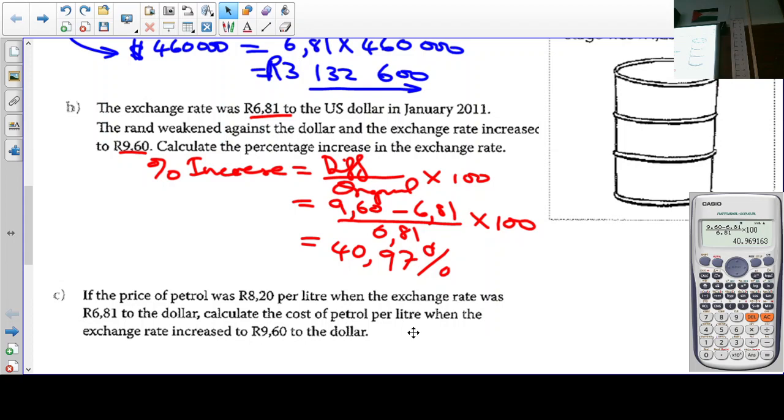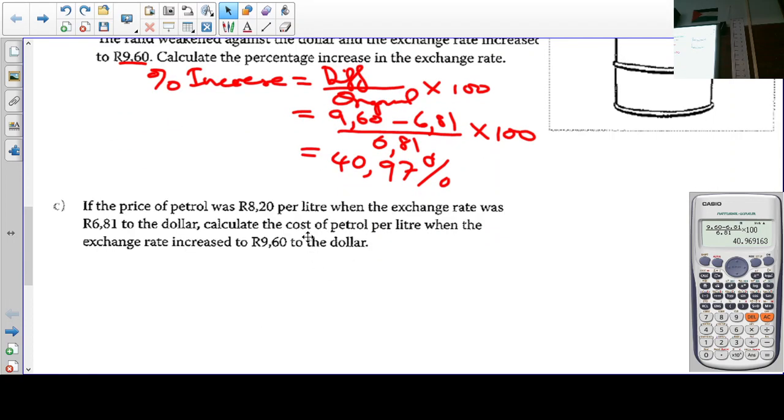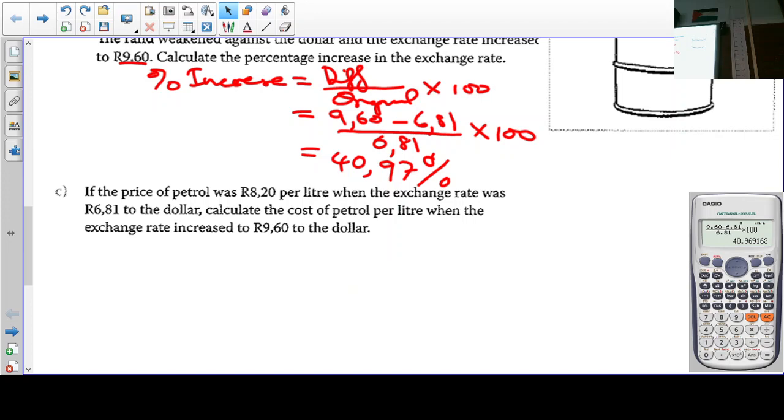No? Right? If it was percentage decrease, again, the difference over the original times 100. It's always calculated like that. Okay? And then in C, we are told, if the price of petrol was 8 Rand and 20 cents per litre when the exchange rate was 6 Rand and 81 cents to the dollar. Calculate the cost of petrol per litre when the exchange rate increased to 9 Rand and 60 cents to the dollar.